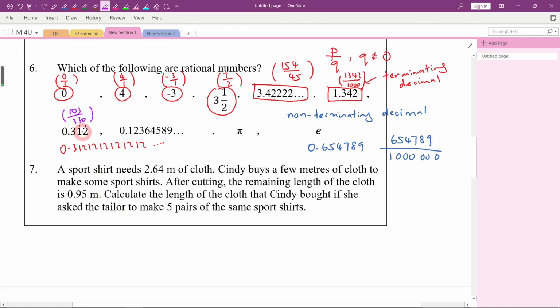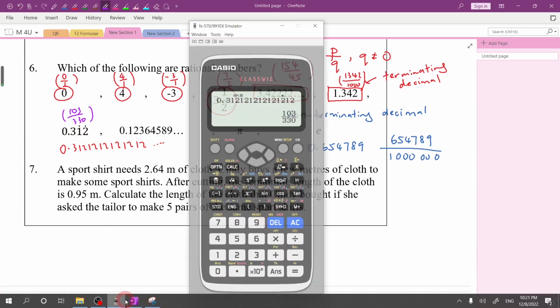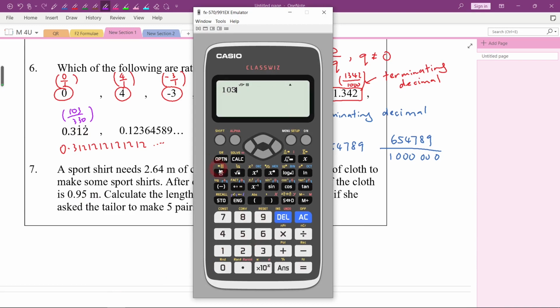1, 2, 1, 2, 1, 2, 1, 2. Let's see. 103 over 330. Press equal, change to decimal. Yes, 0.12121212 keep on repeating. It goes infinitely, no endpoint.